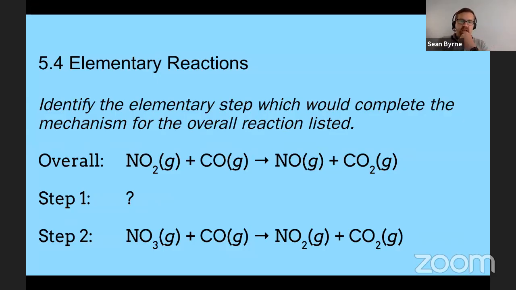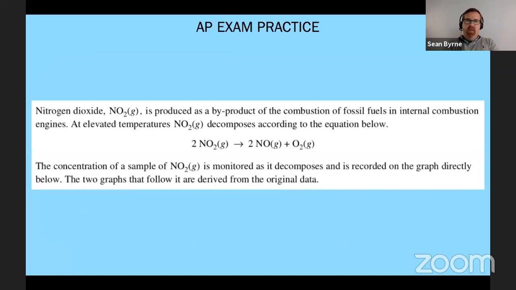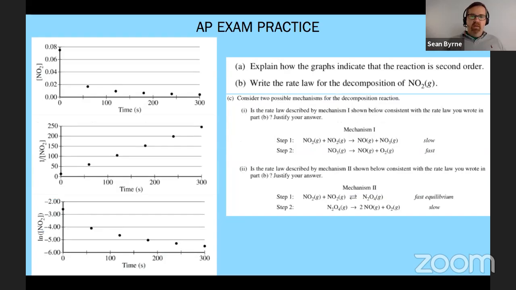What I'd like you to do is a little bit different than the way that we did it before. You'd have to identify both your intermediates and your catalyst, if there is one, in order to identify kind of backwards. We're going to work backwards to find what is step one. And then your AP exam practice is looking at a reaction of nitrogen dioxide according to that reaction. But what we have is a mechanism. What's nice about this is that it will combine the things we've done over the past 2 days.